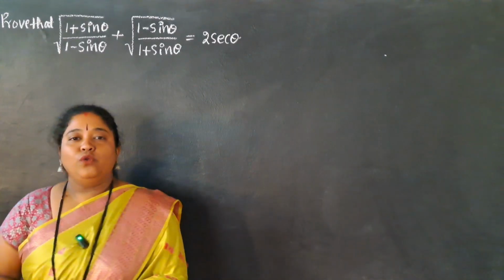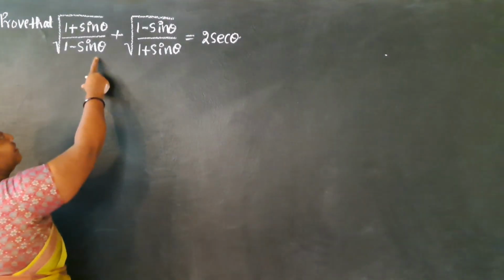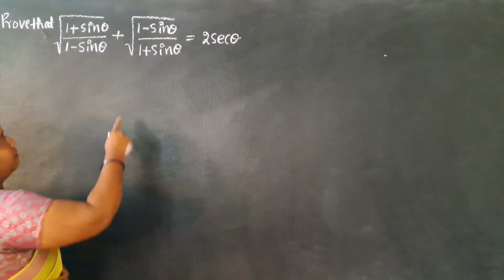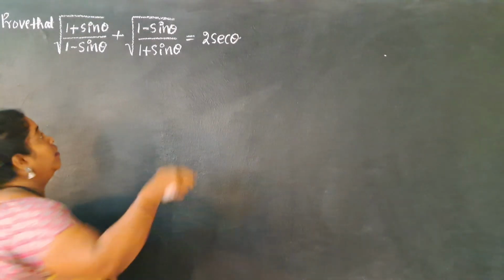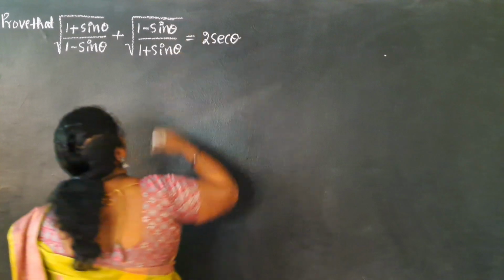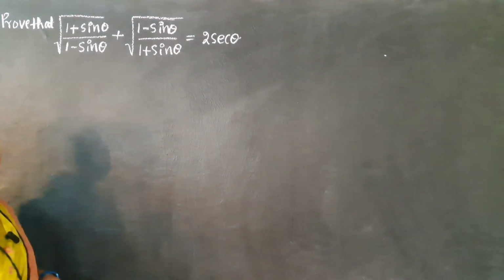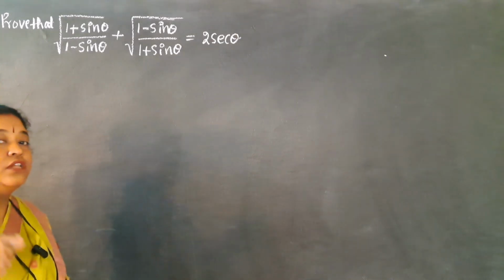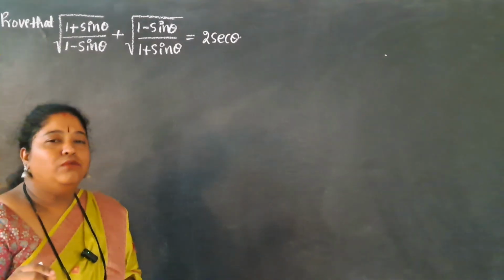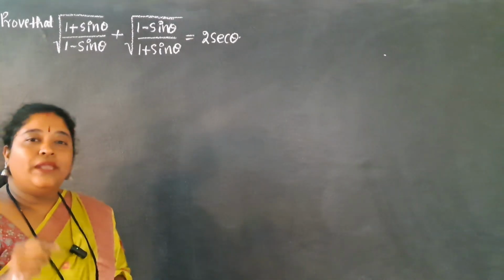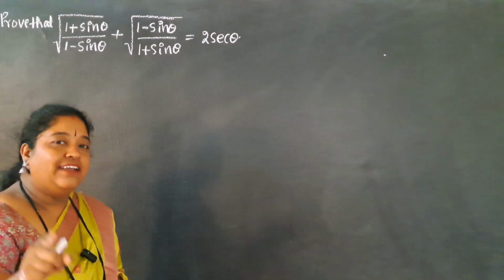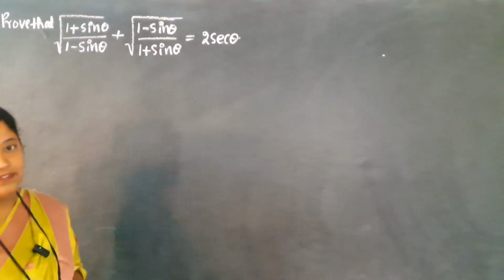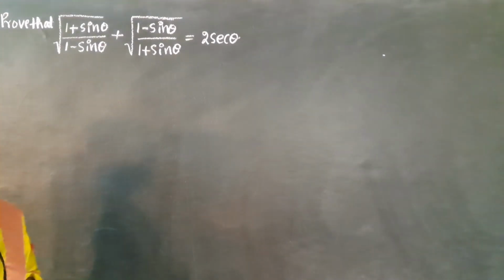Prove that root of (1 plus sine theta divided by 1 minus sine theta), again plus root of (1 minus sine theta divided by 1 plus sine theta), is equal to 2 sec theta. Now I told you I have to remove the root. If I want to remove the root, I have to make it a square. To make it a square, what I told you: rationalize the denominator. Okay, now I'll rationalize the denominator.